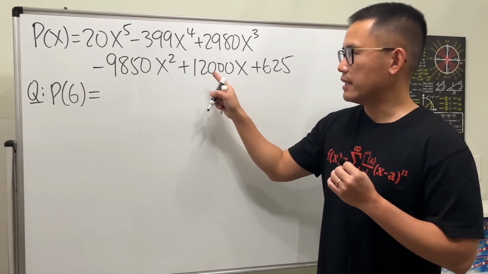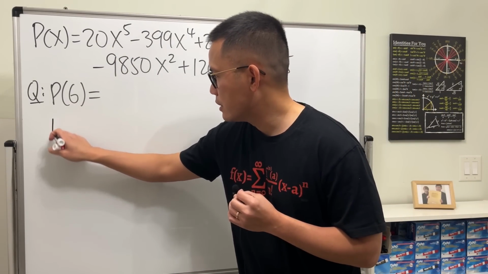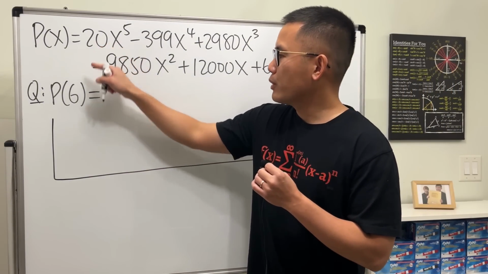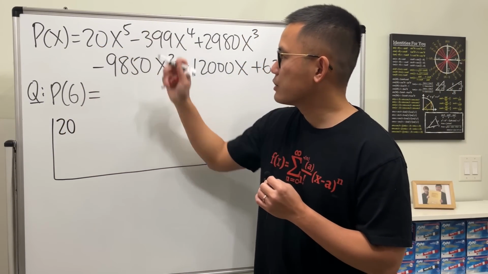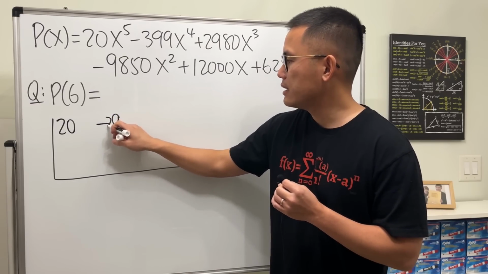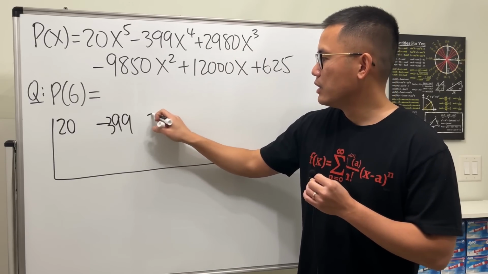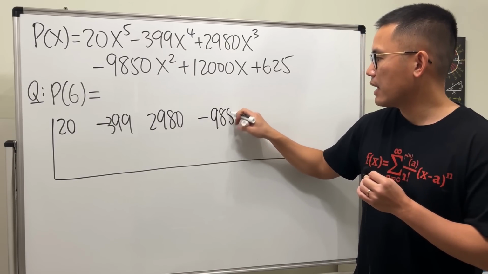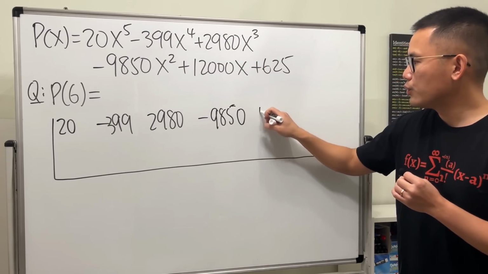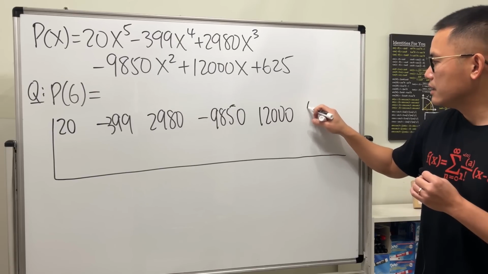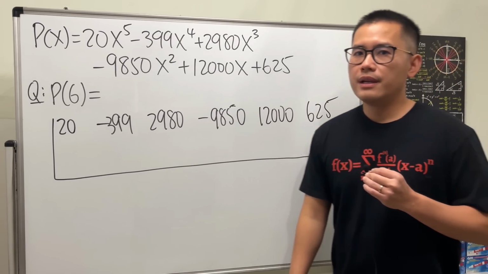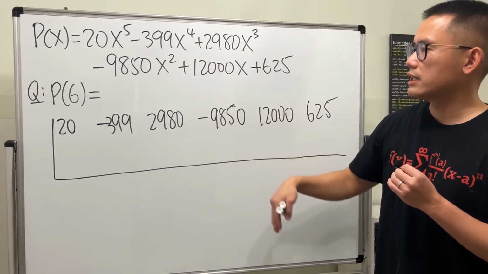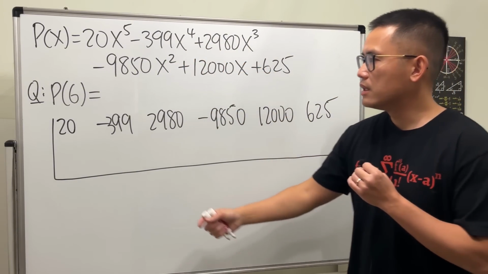First, I'm just going to do the synthetic division. So I'm going to set it up right here. And we need a really big one because of all the numbers. So I'm going to write down the coefficients: 20 x to the 5th, negative 399 x to the 4th, and then 2980 x to the 3rd power, and then negative 9850 x to the 2nd power, and then 12,000, and then 625. Now, everything is present because we have all the exponents, so we don't need to add any zeros.